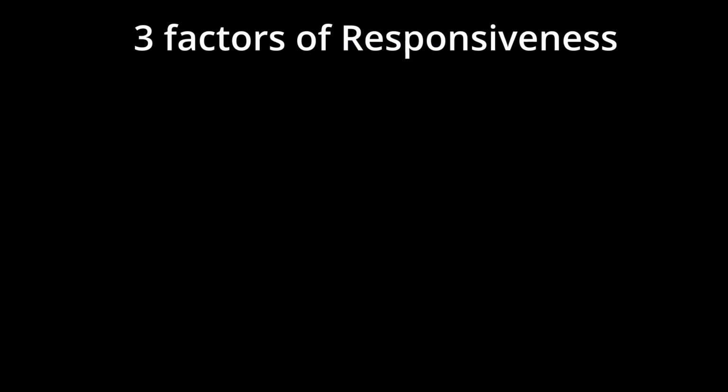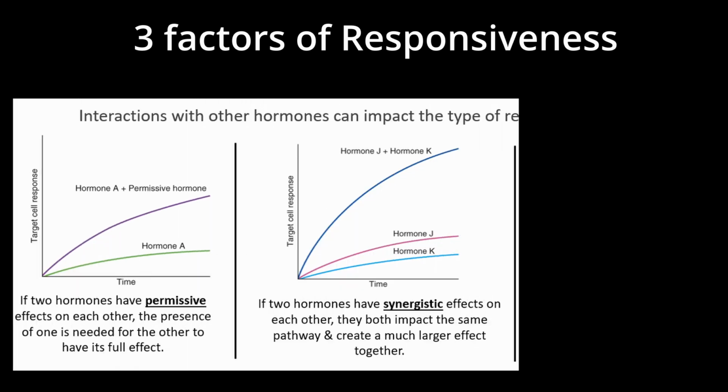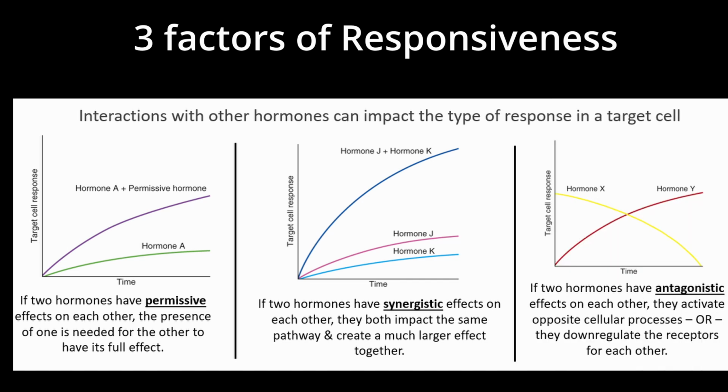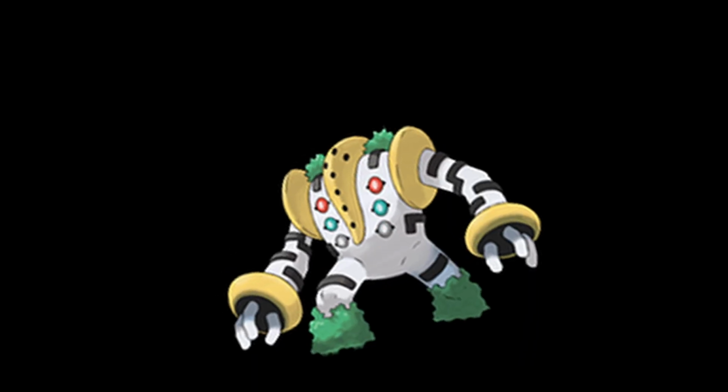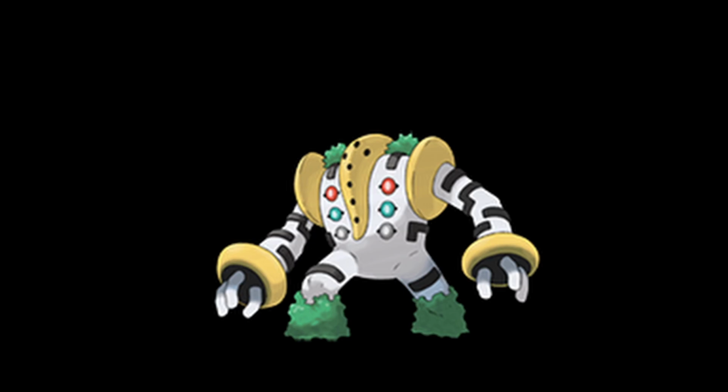There are also three factors for the responsiveness of hormones: permissive effect, meaning they need each other for the full effect; synergistic effect, impacting the same pathway to create a stronger effect; and antagonistic effect, which are the opposite of each other. Now that we're done with the easy semi-part, God, I hate anatomy. Now we have to talk about how secretion happens, what glands, blah blah blah.